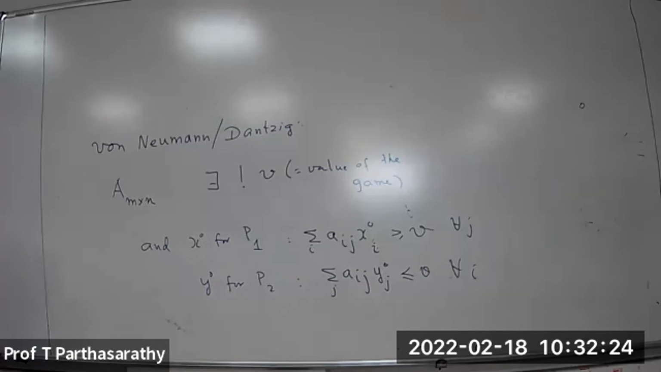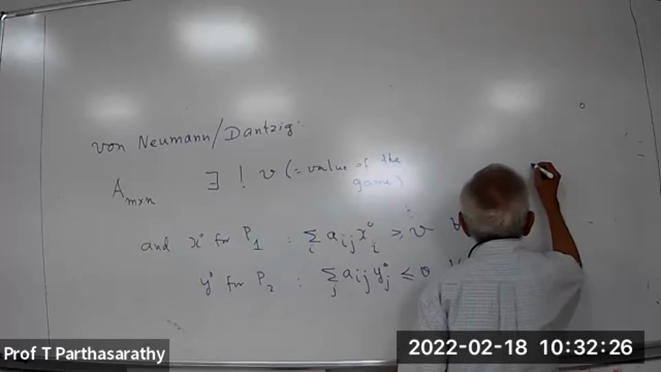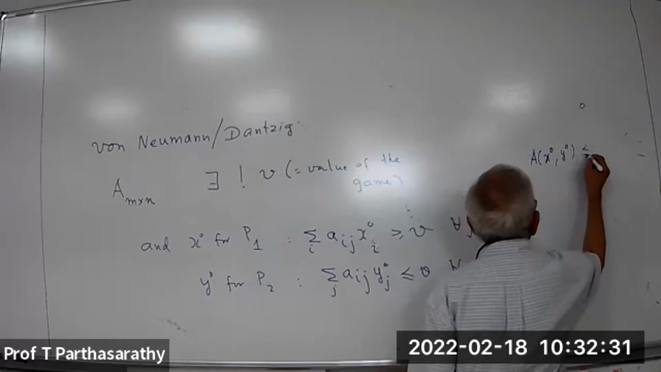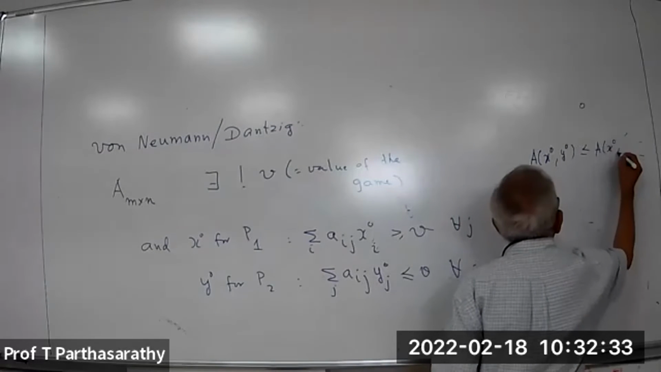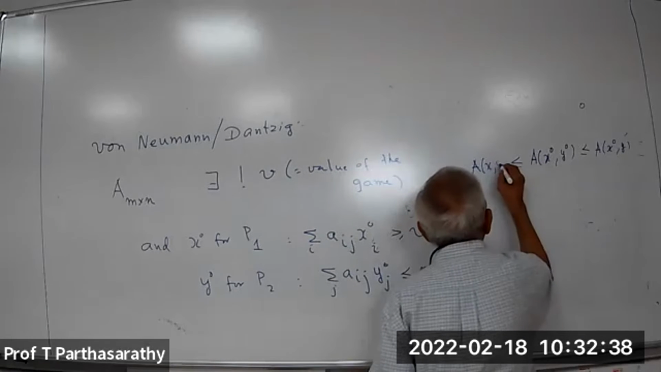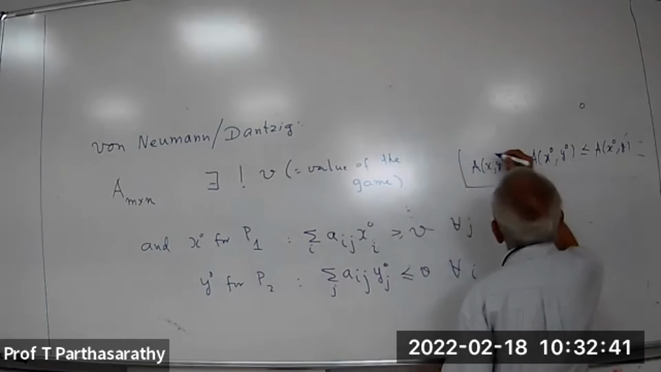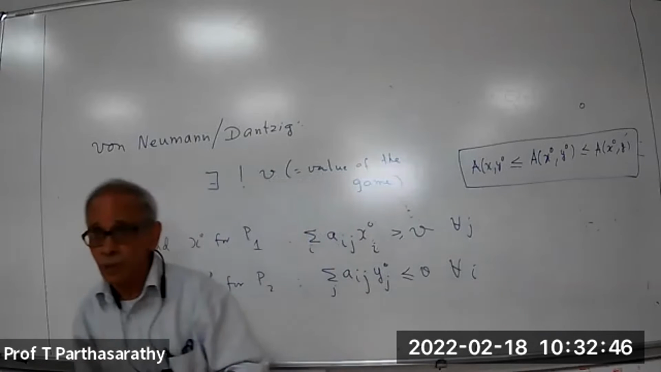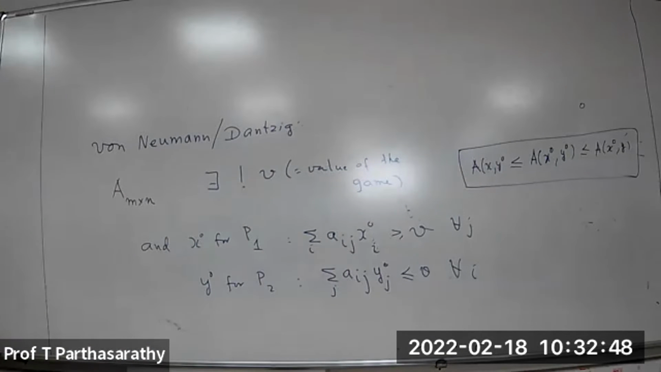Saddle point means the following. This result can be stated in a different way like this: Ax naught y naught is less than or equal to Ax naught y, and this is greater than or equal to Ax y naught. So I have a saddle point in the class of mixed strategies, because x naught, y naught are mixed strategies, and x, y which I write are also mixed strategies. This is what you mean by saying saddle point. But saddle point in the space of mixed strategies.